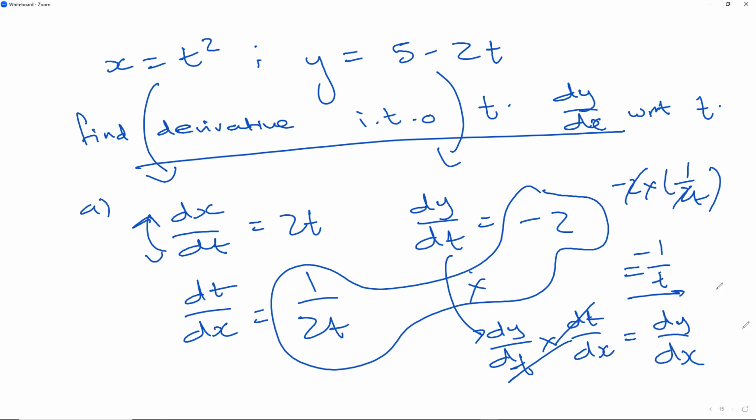So what is this? This is parametric differentiation. Why is it called parametric differentiation? Because I'm not deriving with respect to x and y anymore. I'm deriving with respect to t, and that's what I want to find at the end. I'm going to find dy/dx in terms of t.